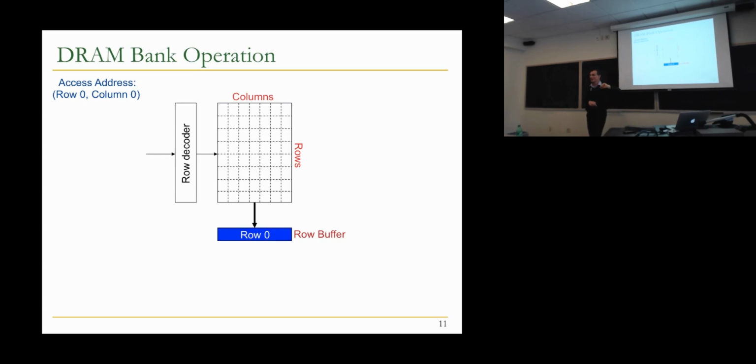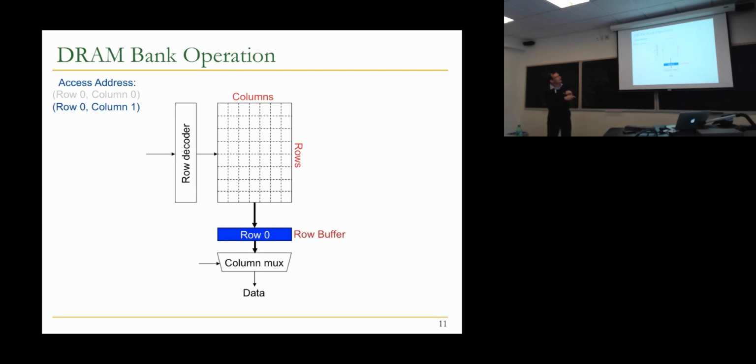That takes a while, actually about 12.5 nanoseconds in modern DRAM. And then it tells the DRAM, get me column 0 from that row buffer. And it takes a while to do that because the data needs to be muxed out. The column needs to be muxed out from that row because the row is long and contains multiple columns, as you can see over here. Okay? So now row 0 is in the row buffer.